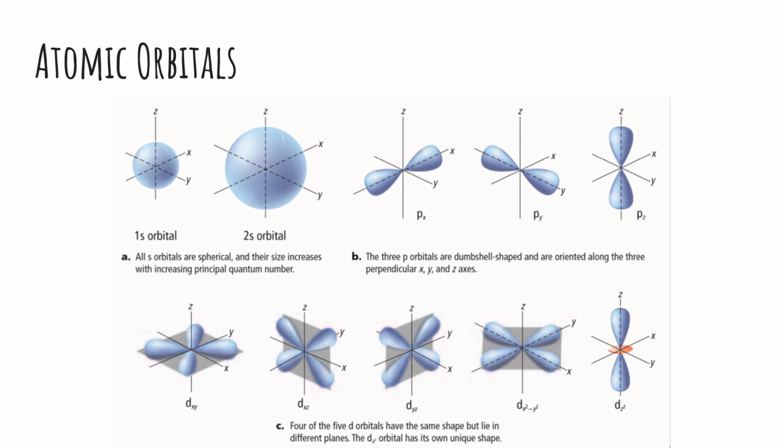You are now going to watch a second video on how we write the possible location of electrons in an atom, which is known as your electron configurations.